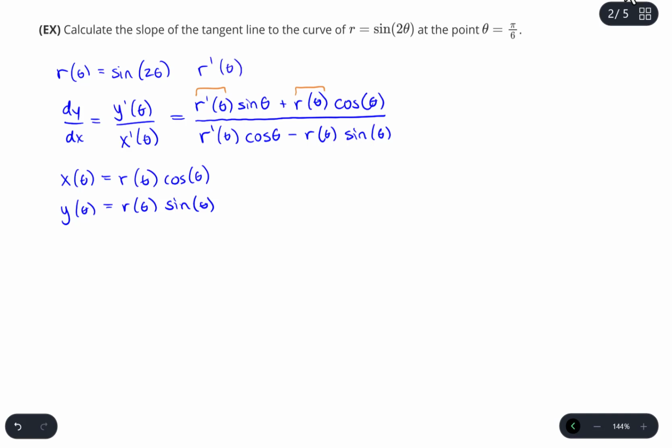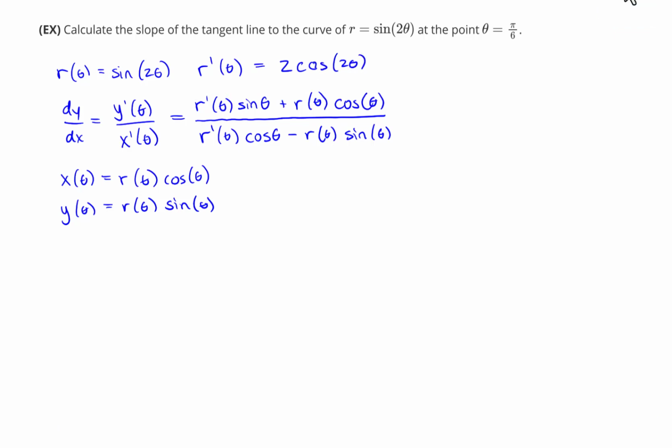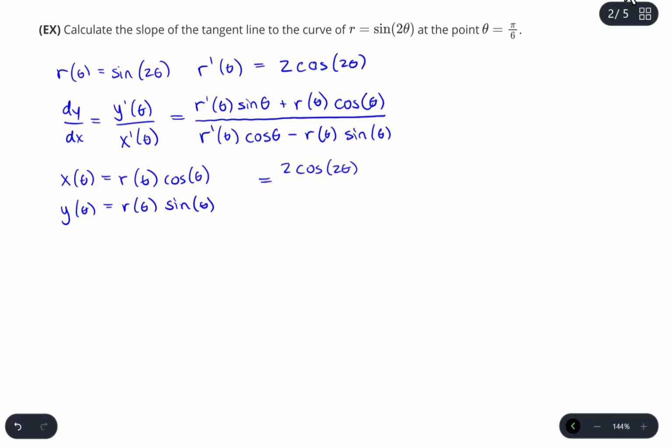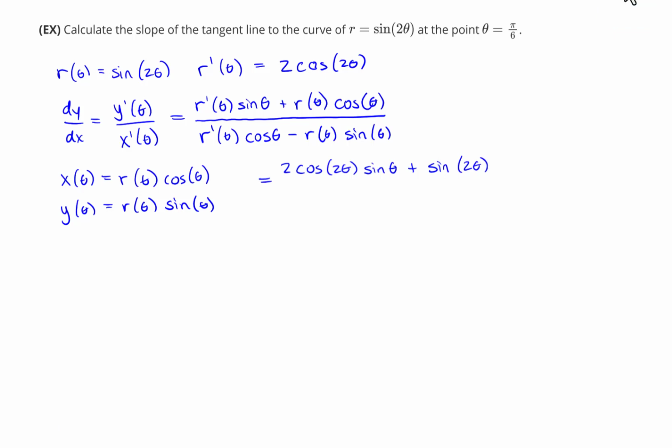So r prime of theta, since r of theta is sine 2 theta, just using the chain rule for differentials, the derivative of the outer function sine would be cosine, and then you multiply by the derivative of the inside part. So this will be 2 cosine 2 theta. Okay, now we can substitute these into what we have. So r prime is 2 cosine 2 theta, multiplied by sine theta, plus r of theta, which is just sine 2 theta, multiplied by cosine theta.